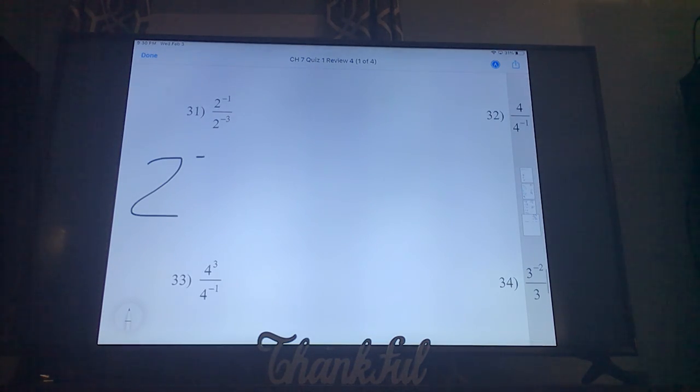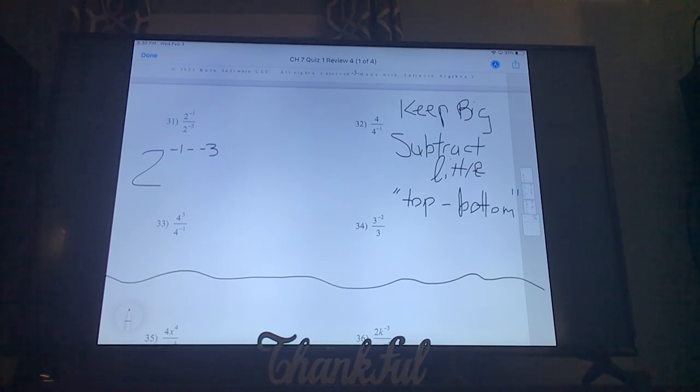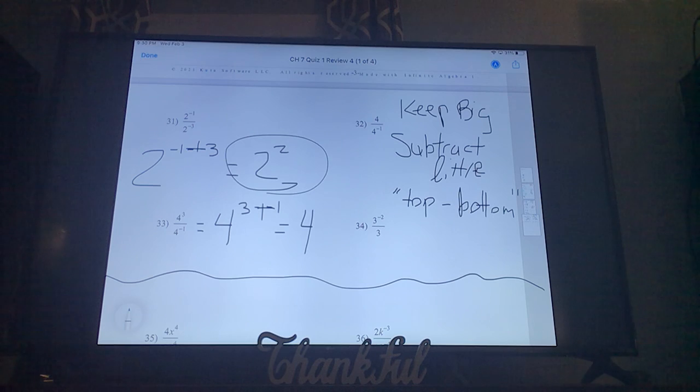So you're going to have negative 1 minus negative 3. What's a negative negative? It's positive. So you're going to have 2, negative 1 plus 3 is 2. Okay, 33, we keep the big and we subtract the little. So it's top minus bottom. So 3 is on top, and we got a negative 1 on bottom. Same thing, what's a minus minus? It's a plus. So we keep our big, 3 plus 1. It's going to be 4.